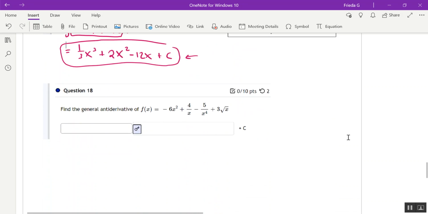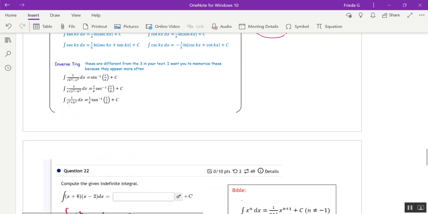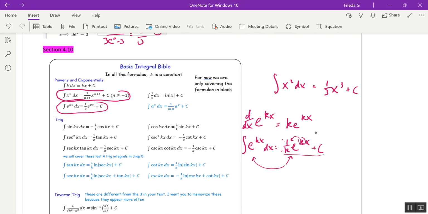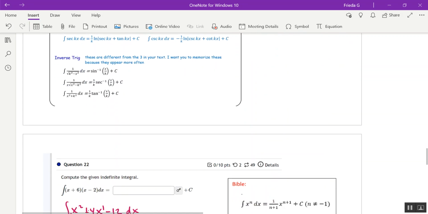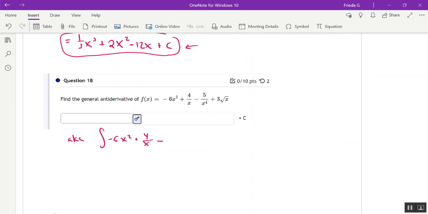Find the general antiderivative of this. Another way of saying that, aka find this, the integral of negative 6x squared plus 4 over x minus... all right, leave the 4 over x the way it is, because that has its own special rule in the Bible. The integral of 1 over x is ln of the absolute value of x. But we're going to need the power rule on 5 over x to the 4, so we have to rewrite it as 5x to the negative 4, so we can use the power rule. Same thing with 3 root x, we have to write it as 3x to the 1/2.